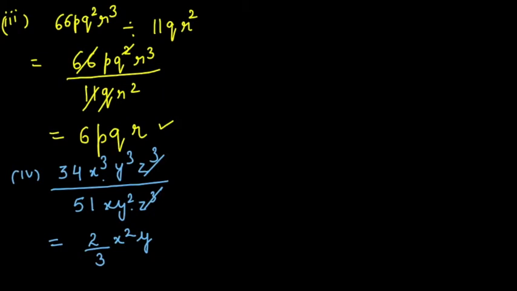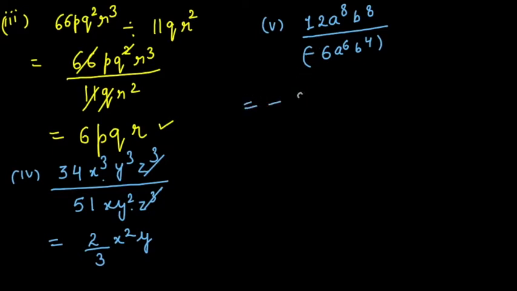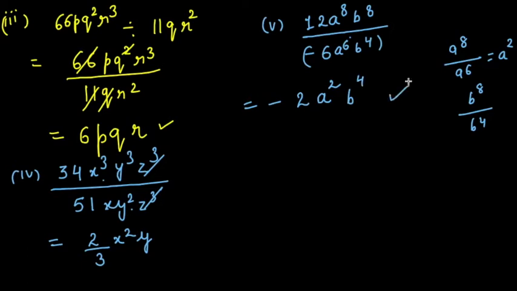Okay. Now let's do the fifth part of this question, which is 12a raised to the power 8 b raised to the power 8 divided by minus 6a raised to the power 6 and b raised to the power 4. Again minus sign, and 6 twos are 12. If you cancel a raised to the power 8 upon a raised to the power 6, you are left with a square. Similarly, b raised to the power 8 upon b raised to the power 4 gives me b raised to the power 4. So this is your answer. So with this, question number 1 is done, in which we have divided a monomial by a monomial.